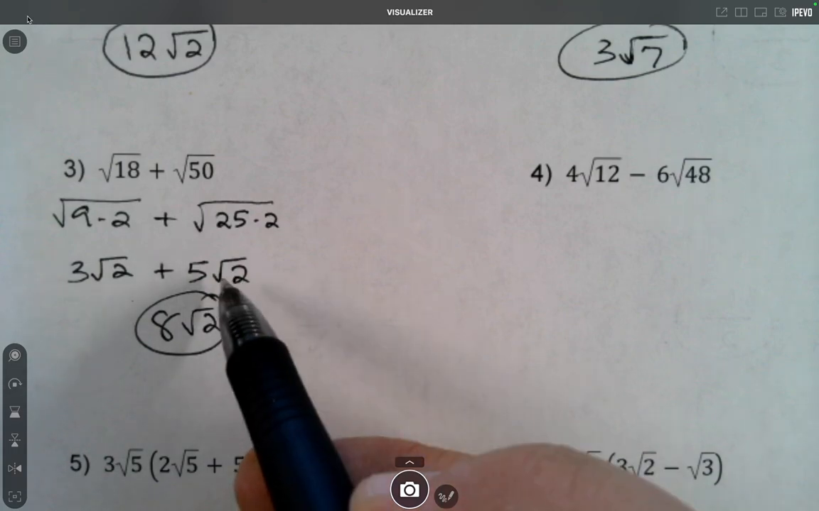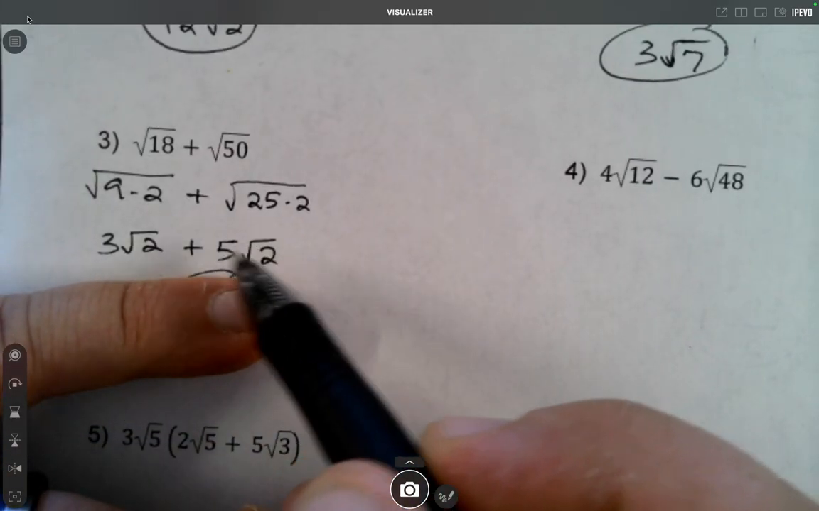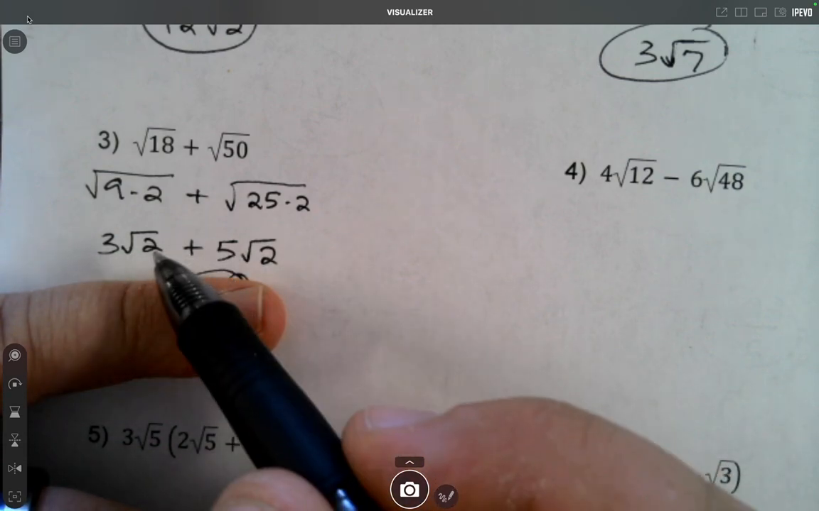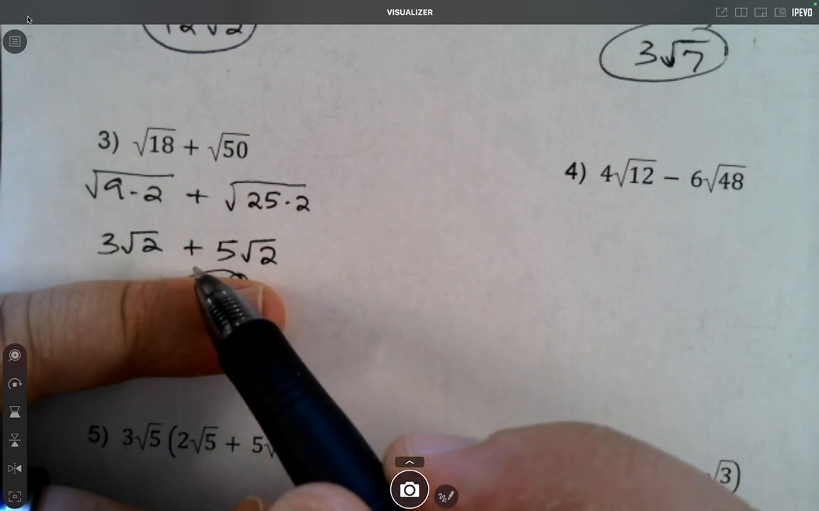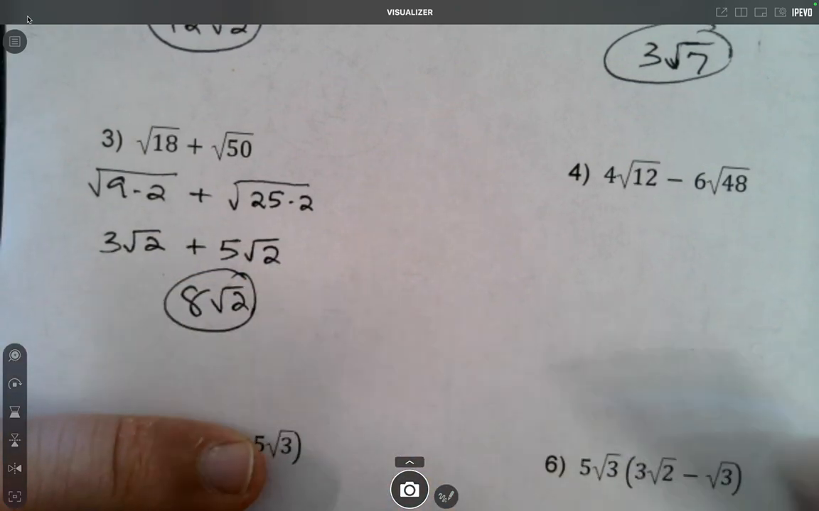So let's just pretend for a second this had turned out to be 5 square root of 3. If that was true, these would not be like radicals, because what's inside them would not be the same. So your final answer would just stop here. But since they were like radicals, we could go one step further.